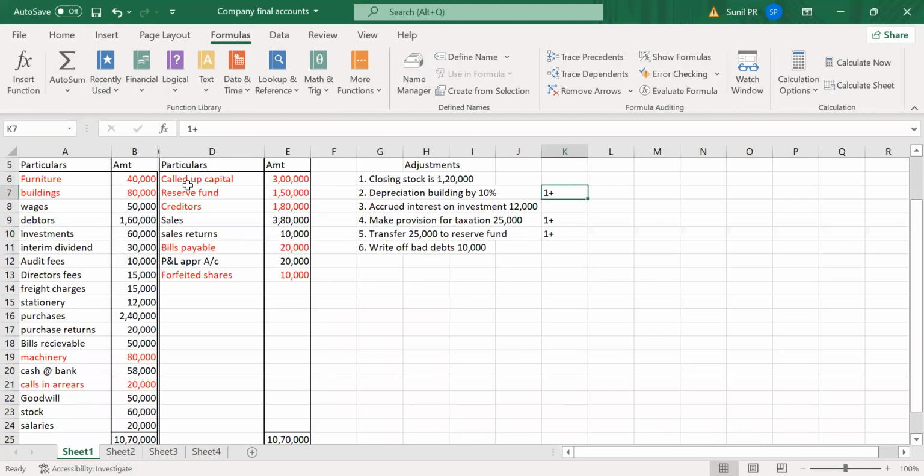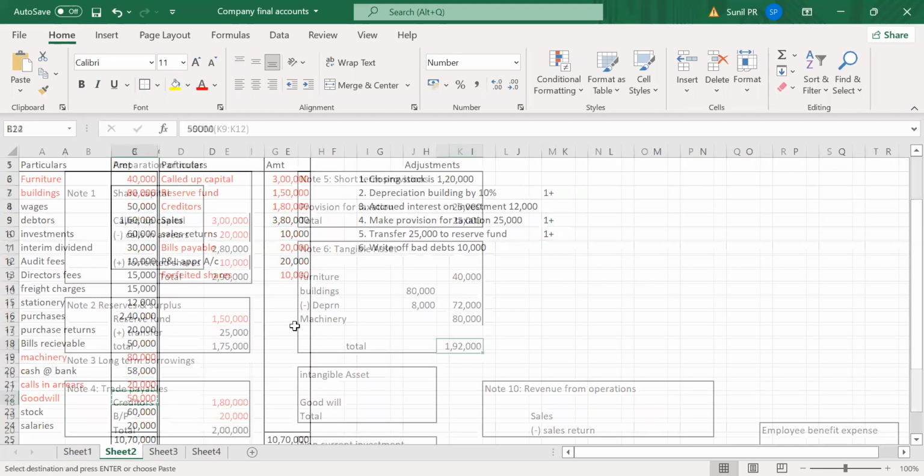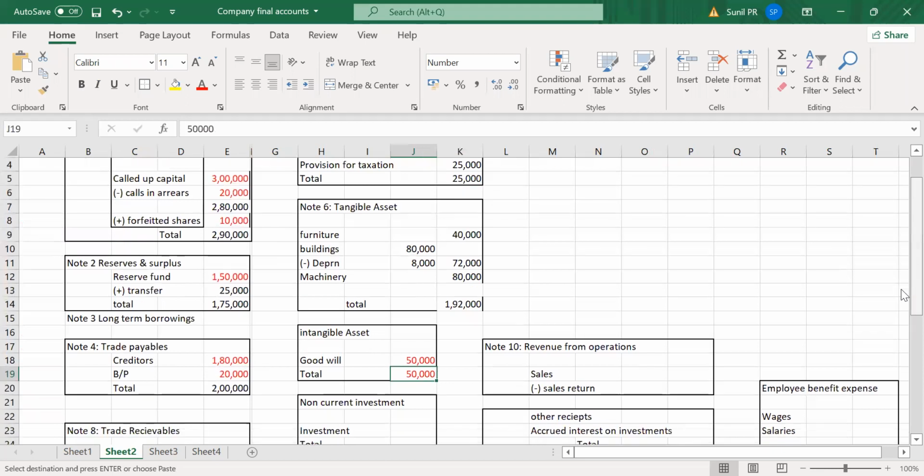Next come to intangible asset. Any intangible asset you find in the problem? Yes, sir. Goodwill is there, 50,000. Any adjustment relating to this you also have to see. There is no adjustment. Goodwill is there. Only goodwill is there, sir. Yes, only goodwill. So put a separate heading as intangible assets and write goodwill here, and do the total also. Okay, so now sixth is also over.